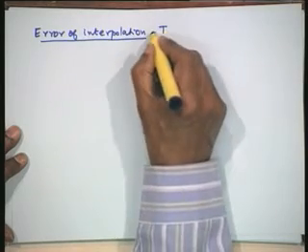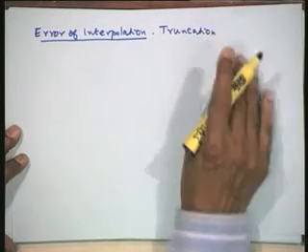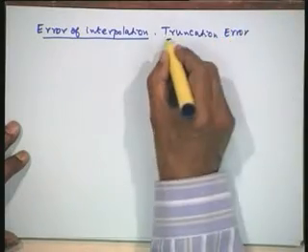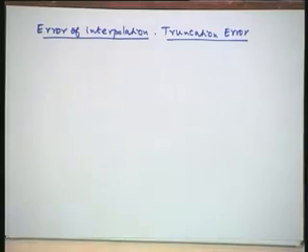This is also called the truncation error. Now as I mentioned, there is no error at the nodal points, because we are fitting the data exactly, therefore no error at x0, x1, x2, xn. The error arises only when we are interpolating at another point.